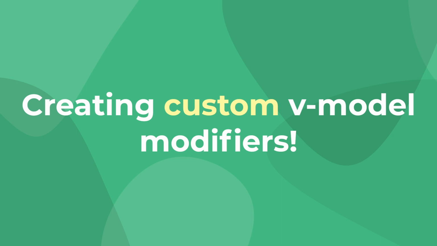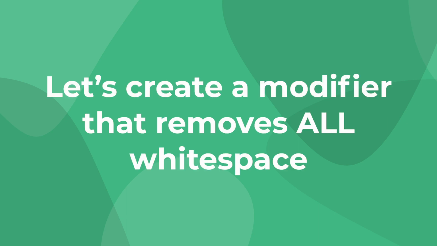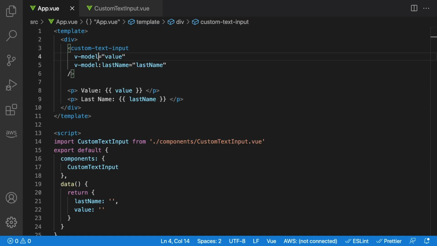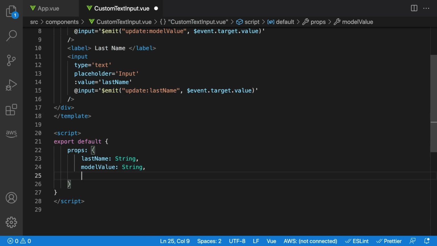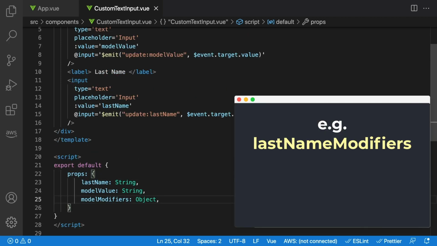Another really cool thing we can do is add custom modifiers for our vModel. We've seen the built-in modifiers like lazy and number, but there will come a time when we want to add our own. Let's say we want to create a modifier that removes all spaces from our input. We'll call it no white space. So let's add it to our value vModel, and like the built-in modifiers, we can just add dot no dash white space. Then inside of our input component, we can capture the modifier using props, and the name for the custom modifiers is, well, name, and then modifiers. So in this case, since the default name is model, it will be model modifiers.